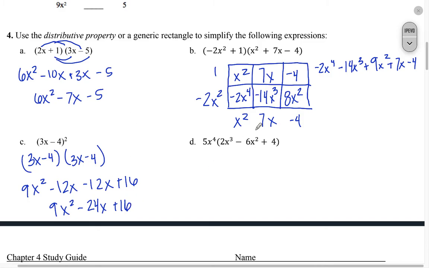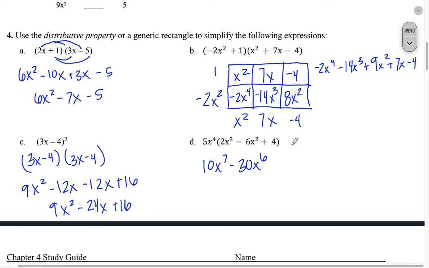All right, and I was going to do the box method for this, but I realized it's just one term, so this one term is just being distributed out to the 3 separate terms. So 5x to the 4th power times 2x cubed. 5 times 2 is 10x. We have 4 and 3, so we have 7. 5 times negative 6 is negative 30. And then we've got 4x and 2x, so we have 6x.